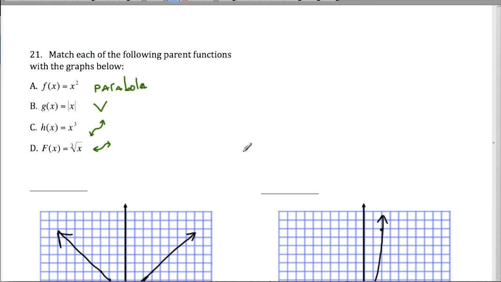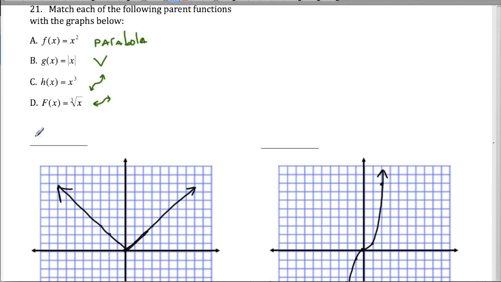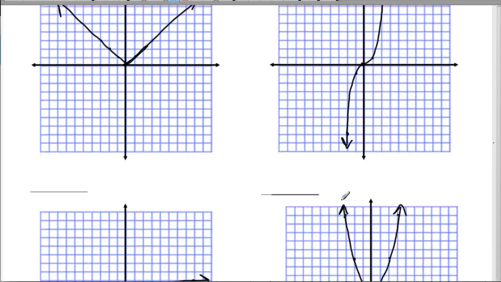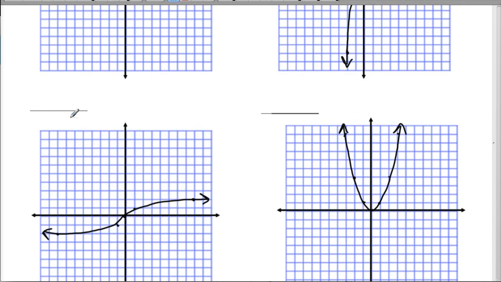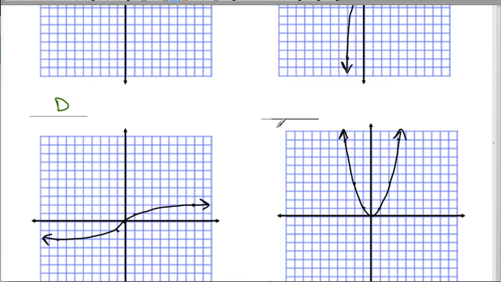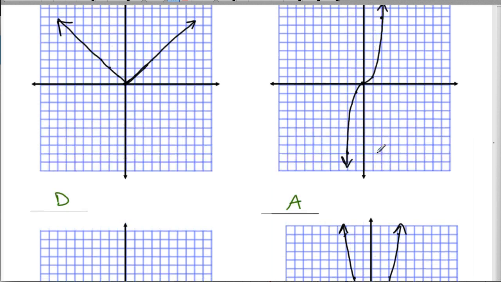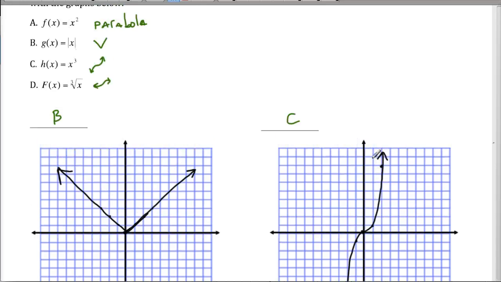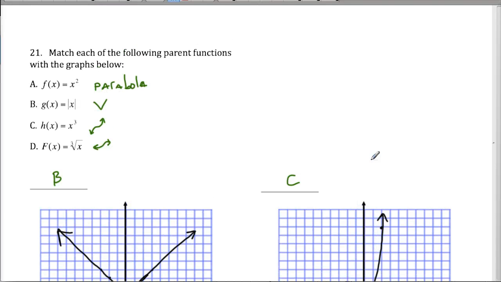Right, so if I'm looking through here at my different graphs, immediately I would put B in for the V for the absolute value. Over here, this looks like x cubed, so it's C. And then as I move down, this is clearly the cube root, which was D. And then my parabola was A. So this one should have been easy if you studied your family of functions, just their basic graphs, and to recognize how to match them up.